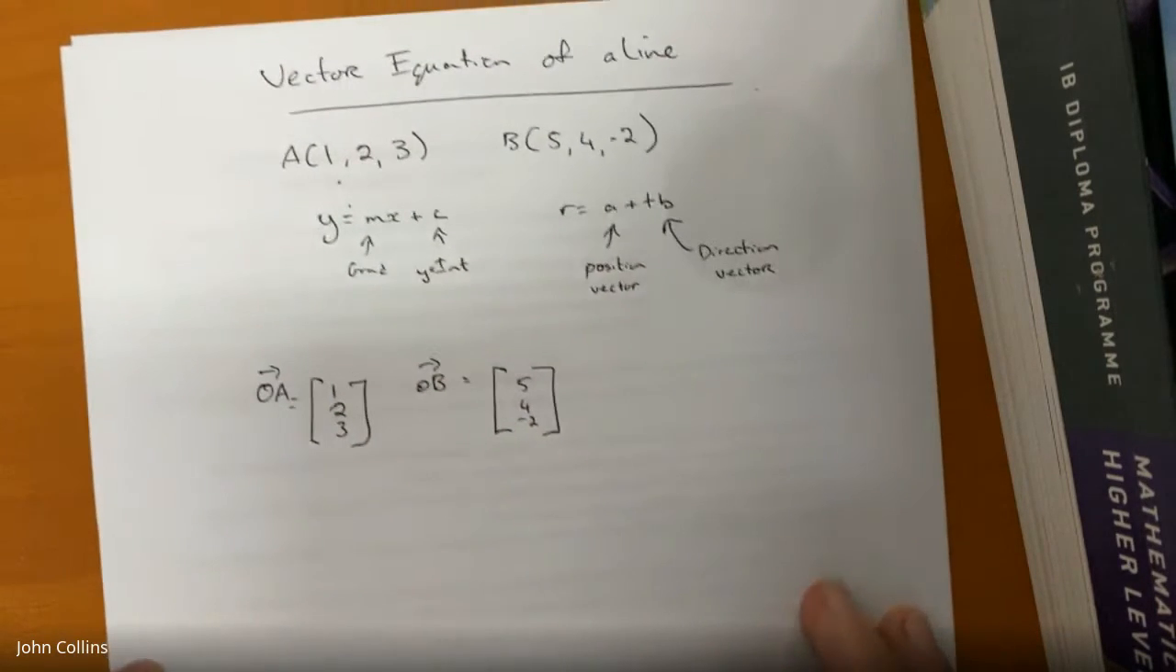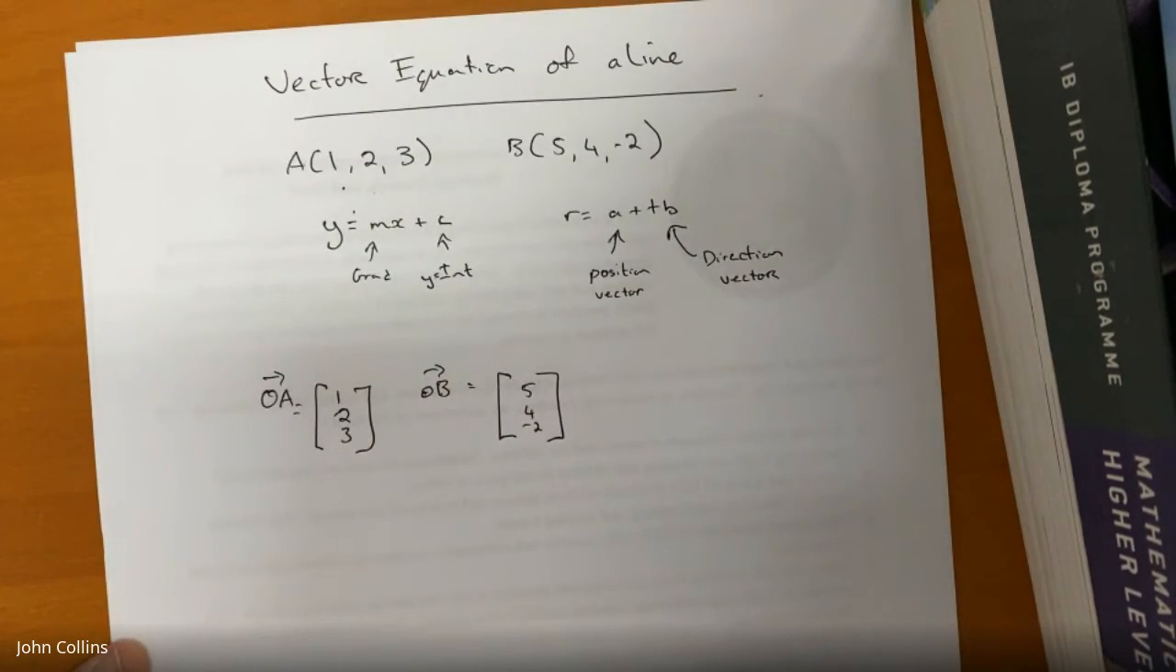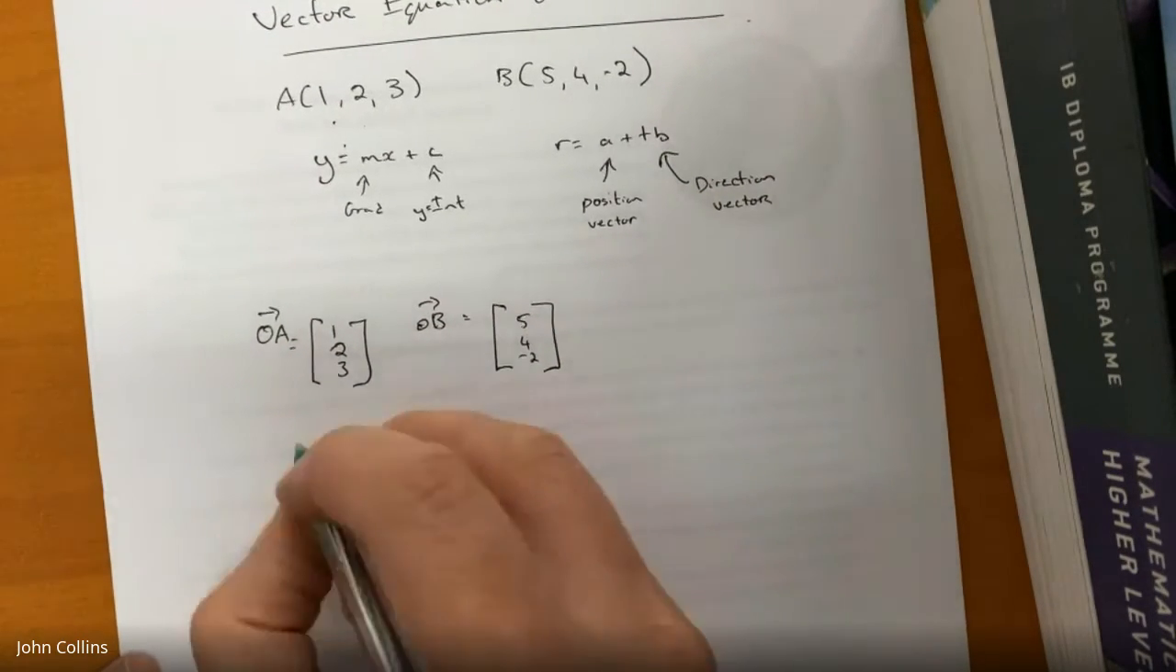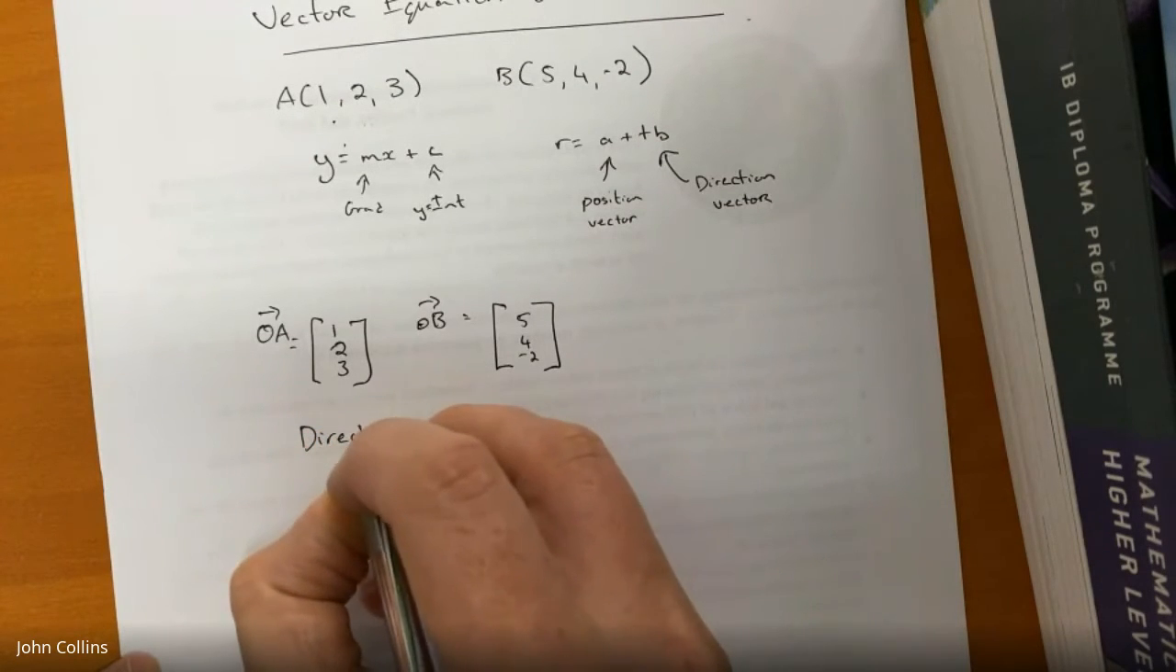But we also need a position vector, and that is 2 options for our position vector. We know that the line goes through both those points, so they can both be position vectors. So probably 1, 2, 3 I would use. It's the easy one. So then I just need the direction vector.